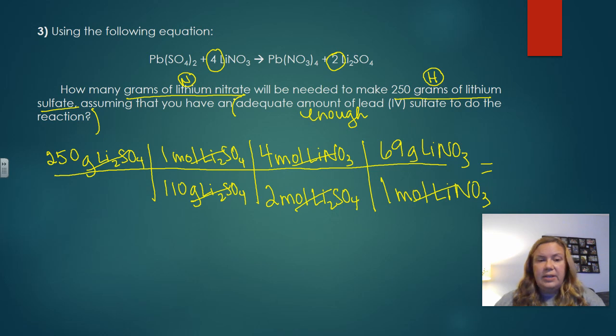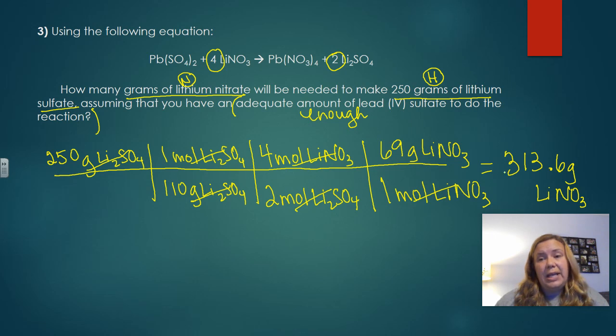So we have 250 times 4 times 69 equals, now we divide that by 110 times 2. And so we are going to get 313.6 grams of lithium nitrate. So what this is saying is if we have 250 grams of lithium sulfate produced, how much does it take of lithium nitrate to make it? And this will tell us I need 313.6 grams to make this.